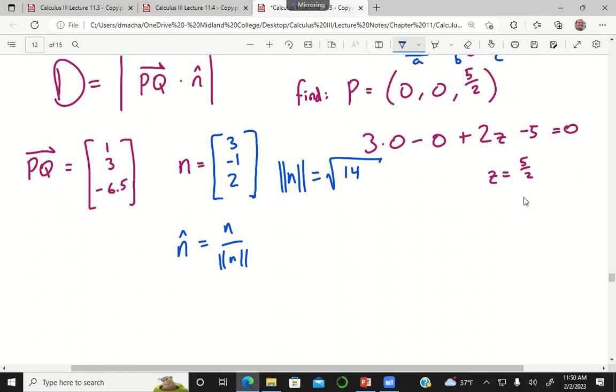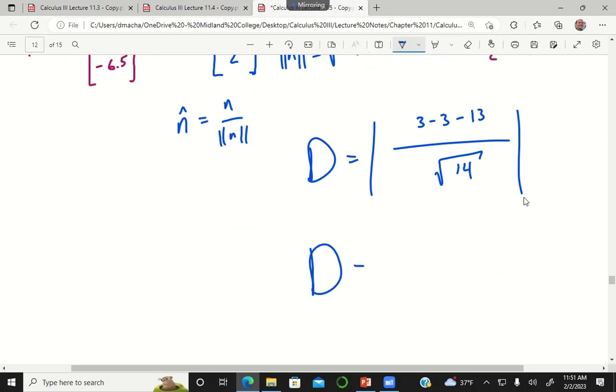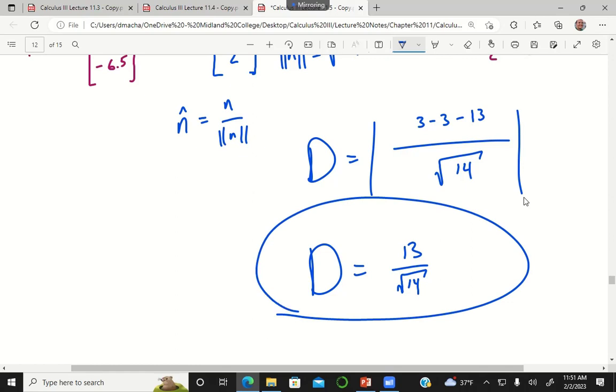And then this dot product is going to be, let's see, 1 times 3 is 3, plus 3 times -1 is -3, plus 2 times -6.5 is -13, and then I have to divide by root of 14, and so this is going to be 13 over root 14 as the distance between that point and the plane, assuming I didn't make any mistakes in there.